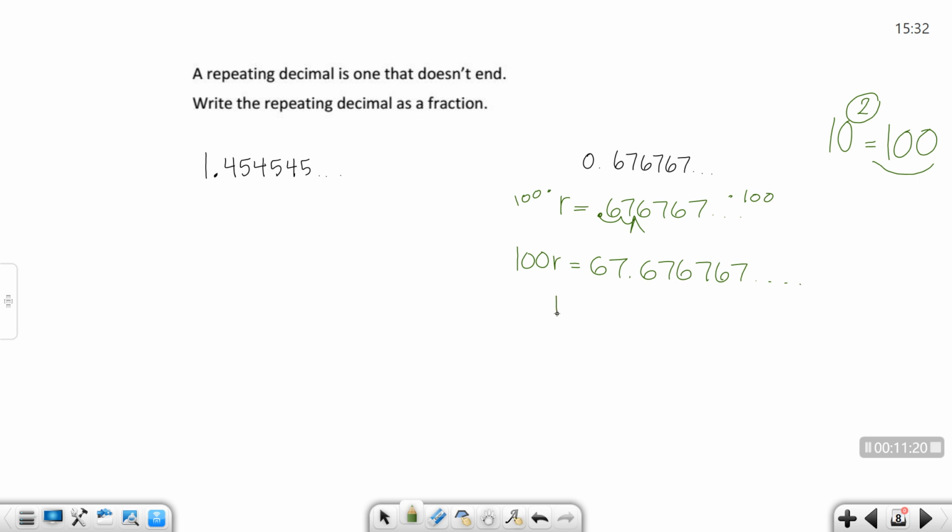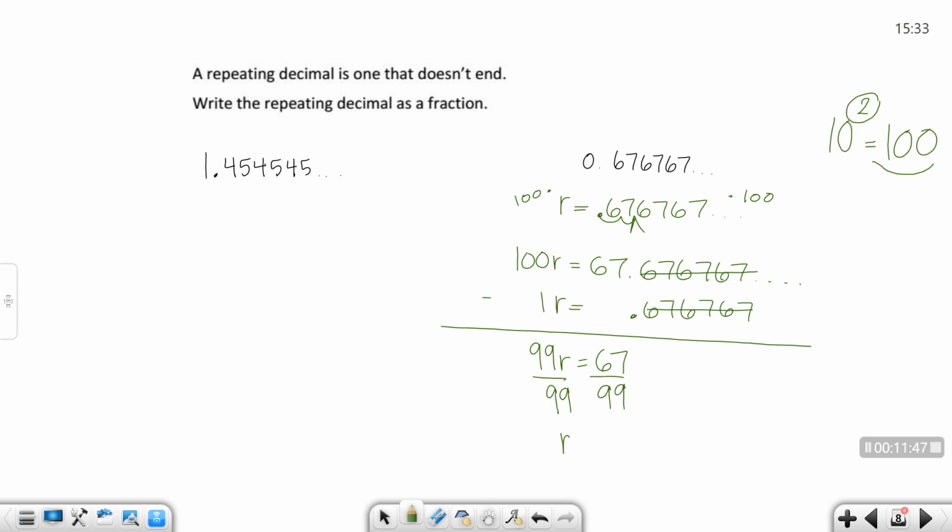But remember, we started this problem with R equaling the decimal 0.676767. So what we can do is subtract these two. So 100R minus 1R would give me 99R. And over here, the 0.67, all that back part, that scratches out, and that gives me 67. I can divide both sides by 99, and my R equals 67 over 99, and that's what the decimal would look like.